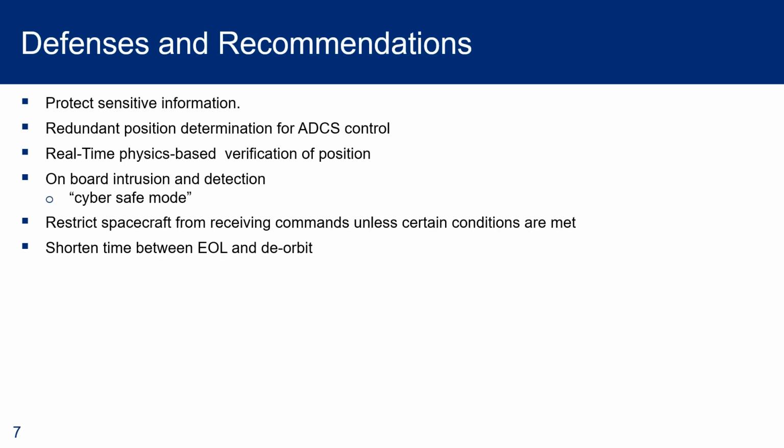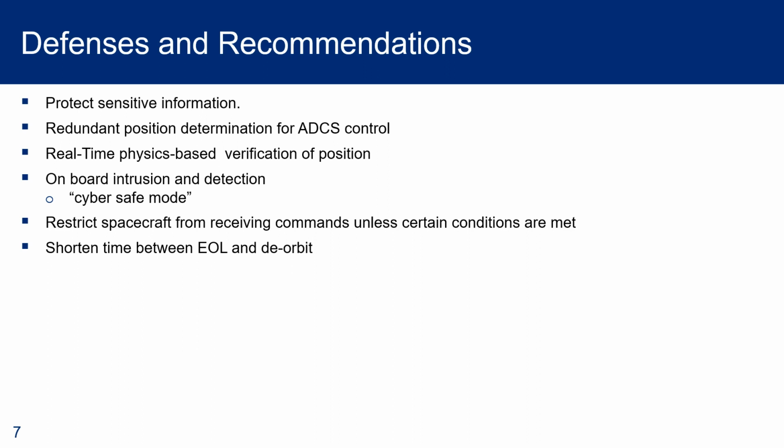We used the SPARTA technique tree to determine effective countermeasures for these attacks. First and foremost, you must protect your sensitive information. This prevents threat actors from being able to plan cyber attacks because they are unaware of how to compromise your system. A specific countermeasure for GPS spoofing is a redundant position determination, including physics-based verification of positions.